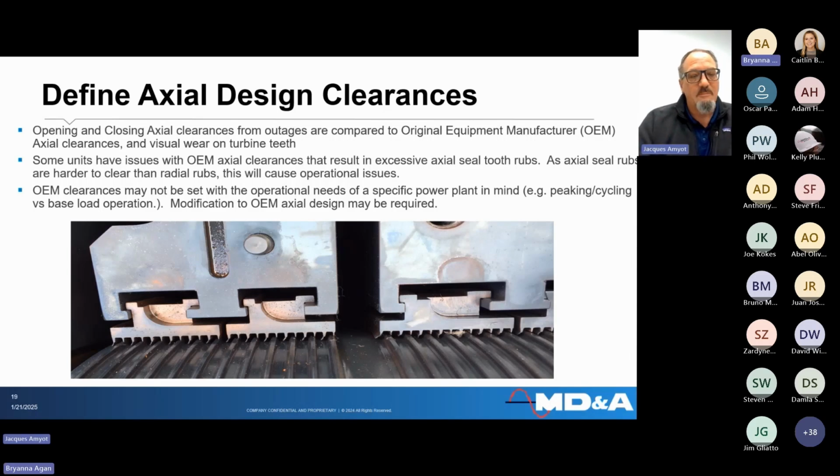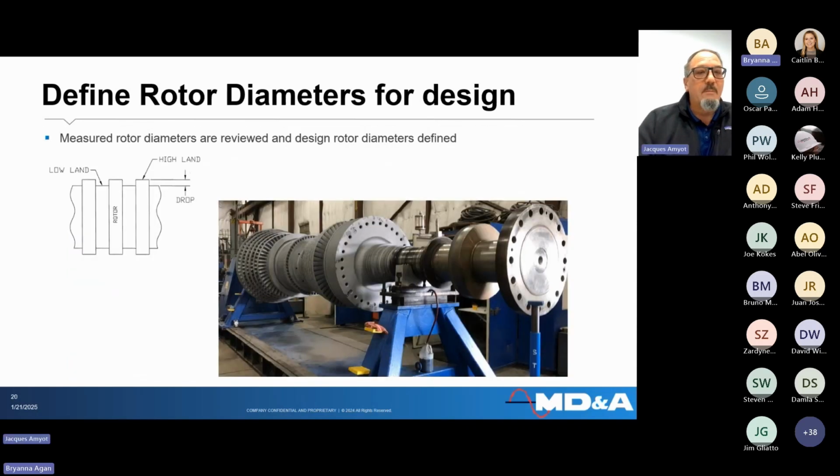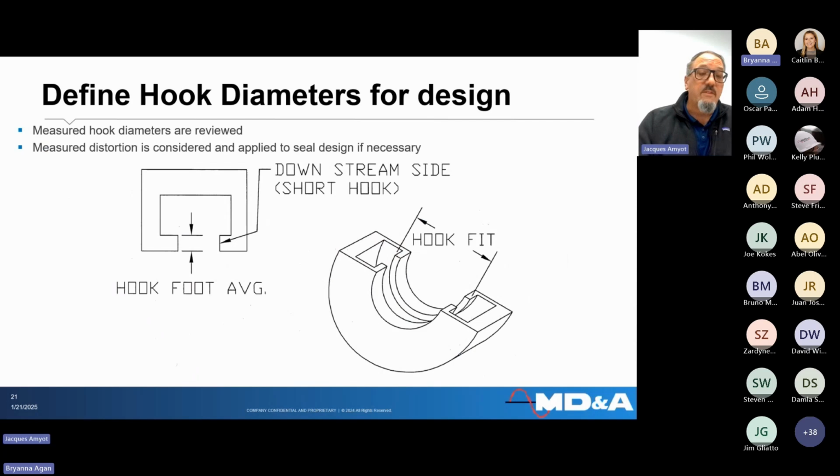But again, essentially, we don't typically modify axials unless we see a significant problem. But if there is a significant problem, we try to figure out where that problem is coming from so that we can proceed forward with the best axial clearance design for the new seals. In terms of defining rotor diameters, we measure all the rotor diameters, we measure all the interface diameters. So we measure the low land and high land and the spacing between the lands. That's self-explanatory.